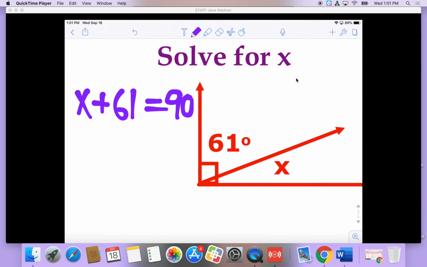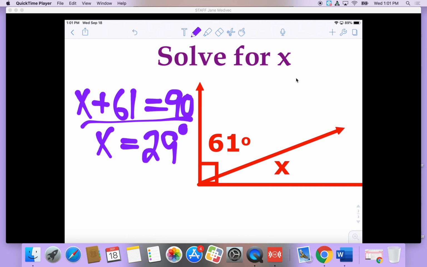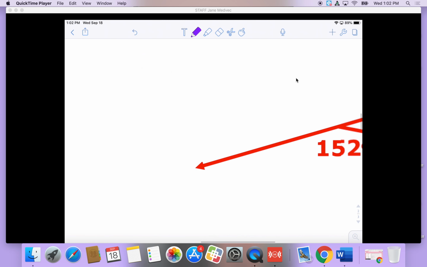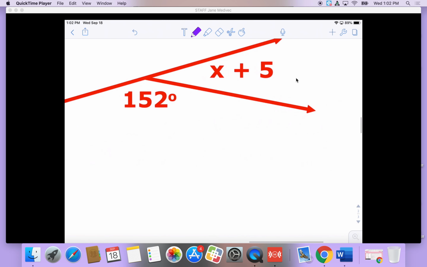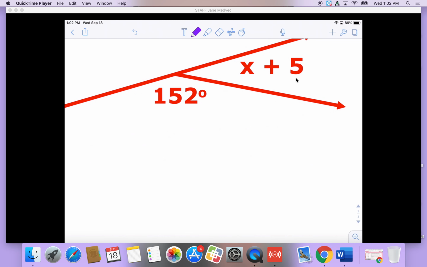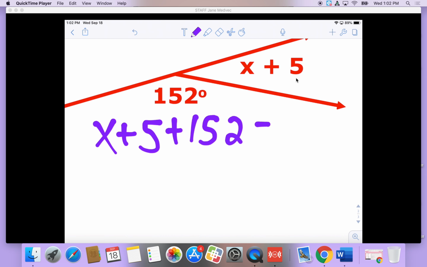All right, let's go on to the, oh wait, we have to solve for it, don't we? So now we're going to subtract, so x ends up giving me 29 degrees. Okay? Let's move on to the next one. How do I go about solving for x on this? Yes? X plus 5 plus 152. Yes. I'm going to take x plus 5 plus 152 equals 180, and you could say supplementary angles for a reason on a proof.